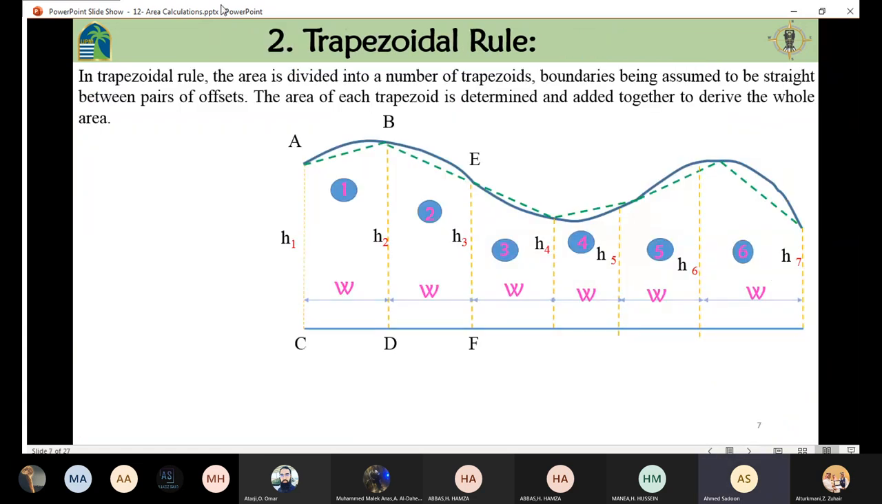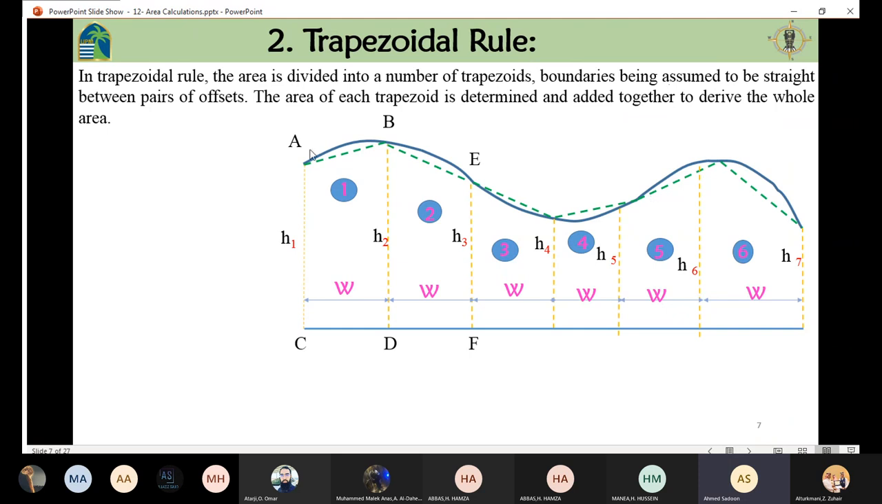Also, we have the trapezoidal rule. This is another method we usually use to determine the areas. In the trapezoidal rule, the area is divided into a number of trapezoids. So here, for example, we have this area, and this area is going to be divided into a number of trapezoids. Trapezoid 1, 2, 3, 4, 5, and 6, for example. And the boundaries being assumed to be straight.